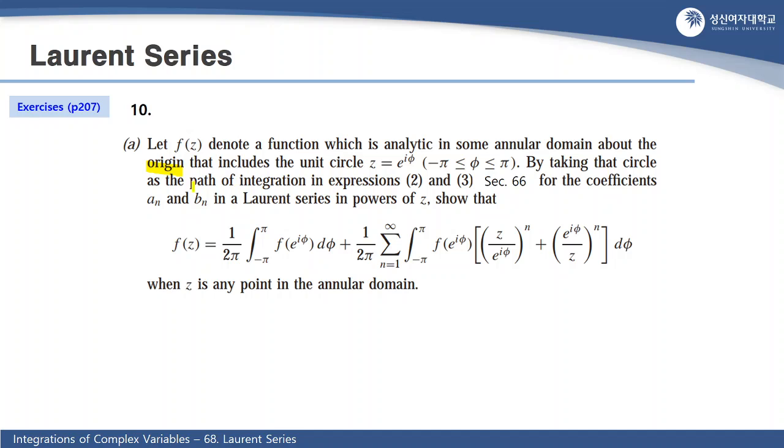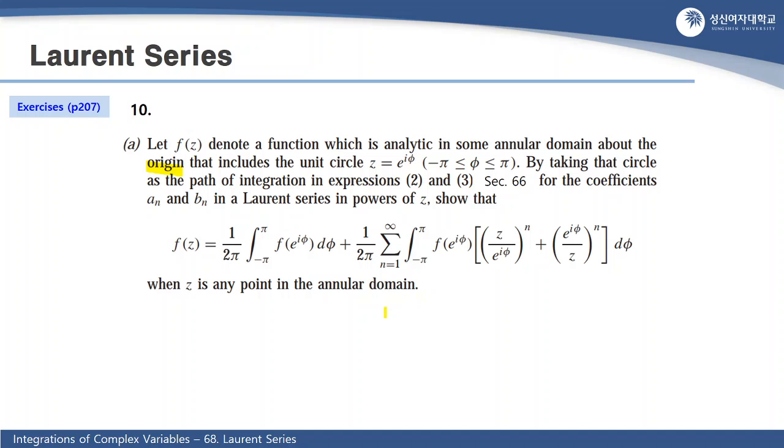By taking that circle as the path of integration in expressions 2 and 3, in section 66, for the coefficients a_n and b_n in the Laurent series in powers of z, show that the following holds. f of z is 1 over 2 pi times the integral from negative pi to pi of f of e to the i phi d phi, plus 1 over 2 pi times the summation n equals 1 to infinity of the integral from negative pi to pi of f of e to the i phi times, first term, z over e to the i phi to the power of n, plus e to the i phi over z to the power of n, d phi, when z is any point in the annular domain.